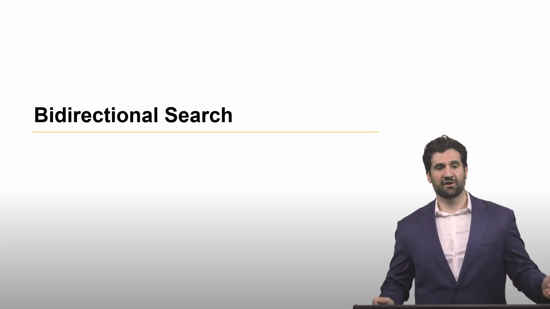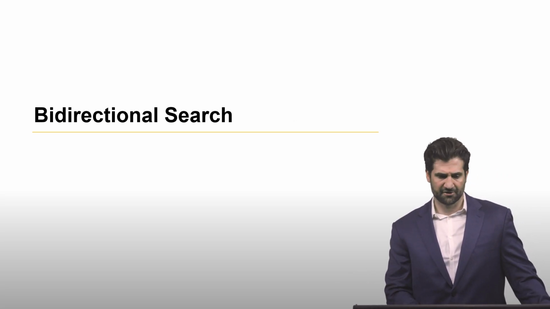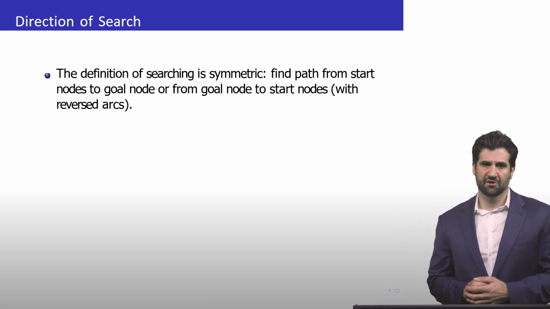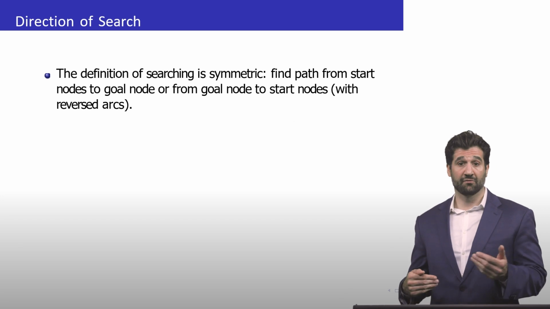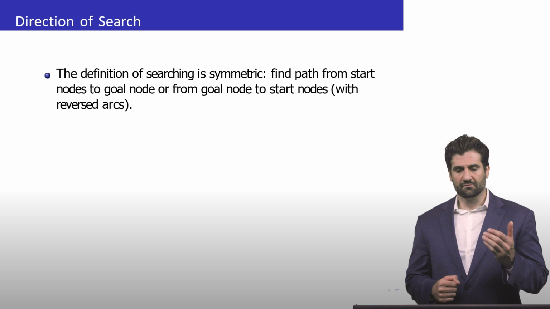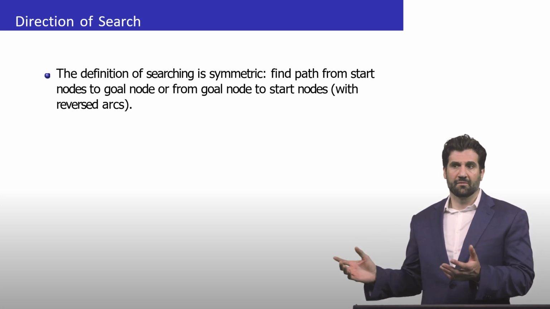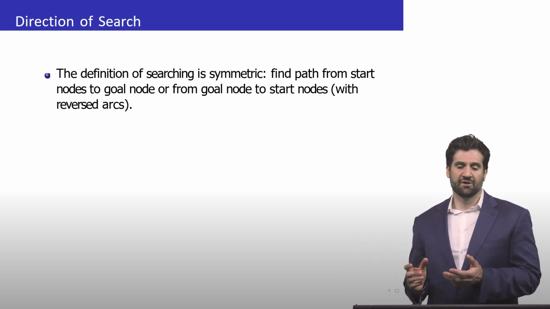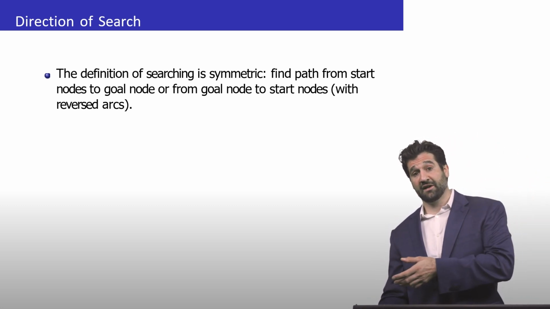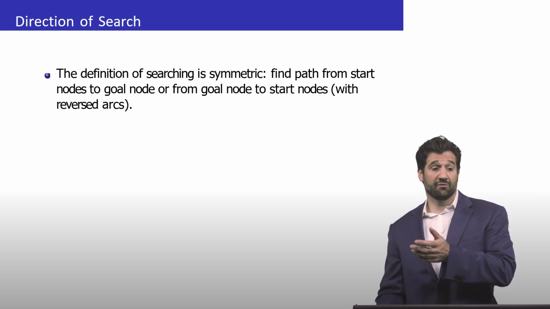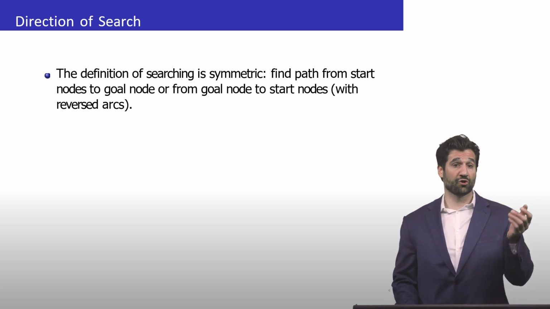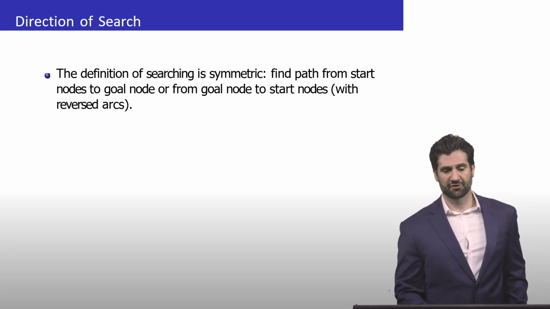Welcome back. In this lecture, we will discuss bidirectional search. In most of the searching algorithms that we have looked at, we assumed a symmetry. So, because of this symmetry, we can not only start at the initial node and find a path to the goal node, but we can also do the same thing by starting at the goal node and working backwards to the initial node.